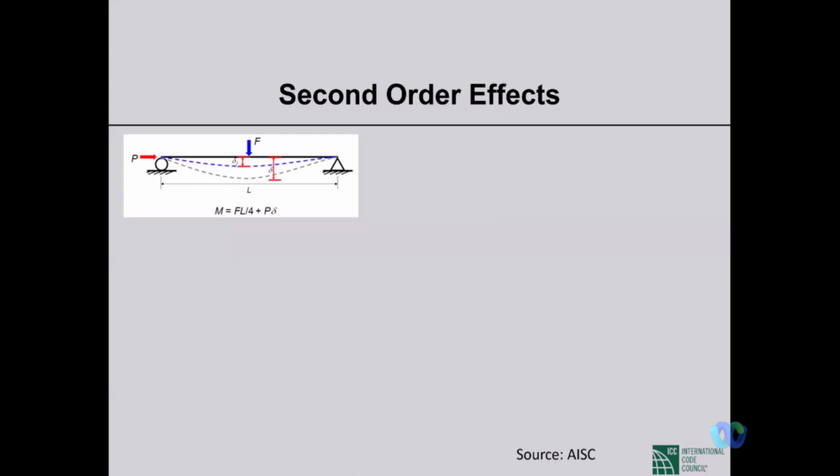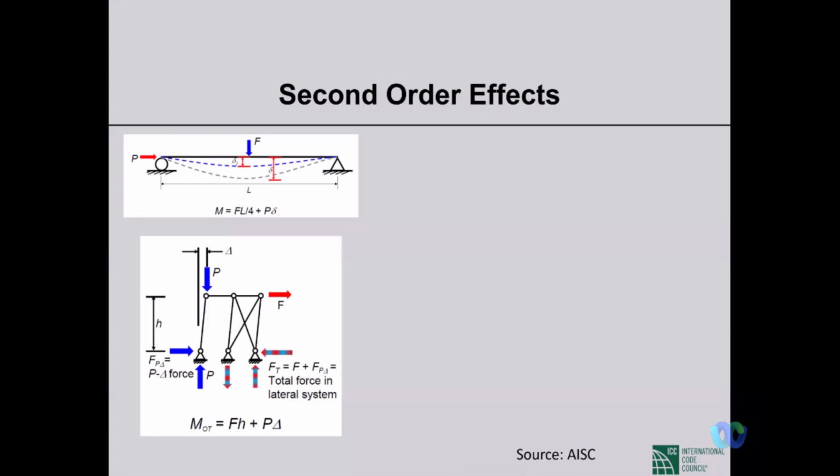So the first second-order effect is this, we call it the P small delta effect. Another one is at the global level. This is for individual members, and the secondary moment due to the bending of individual members is called the P small delta effect, a second-order effect.